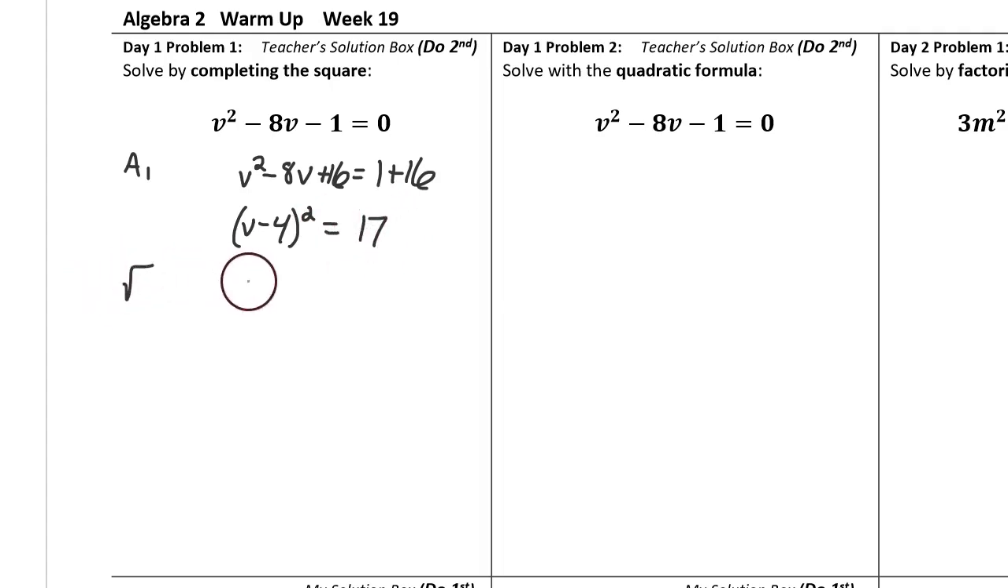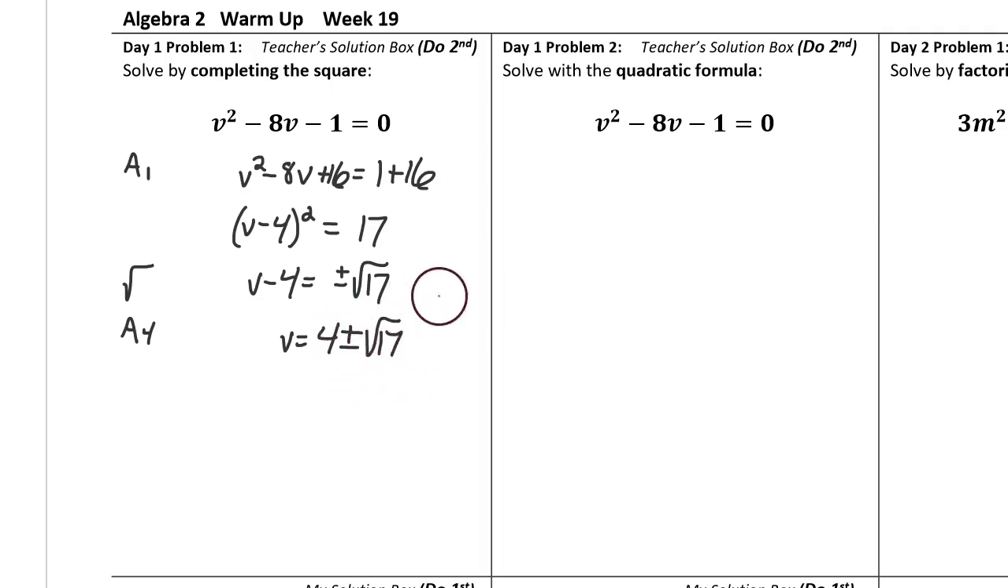Now do square root. On the left side, when you do square root, it removes the exponent. On the right side, we get positive and negative square root of 17. Now add 4 to both sides. We have v equals 4 plus or minus the square root of 17.